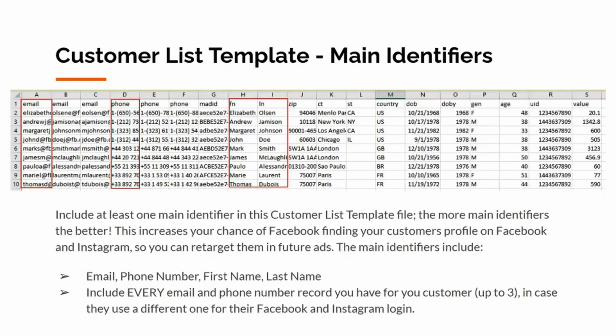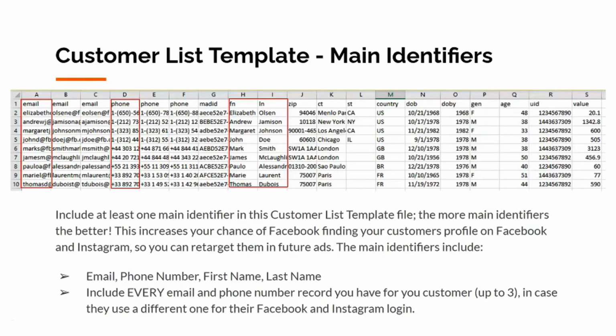So here's our customer list template in an Excel doc. So first, the main identifiers. It is required to include at least one main identifier in this customer list template. The more main identifiers, the better. This increases your chances of Facebook finding your customer's profile on Facebook and Instagram so you can retarget them in future ads.